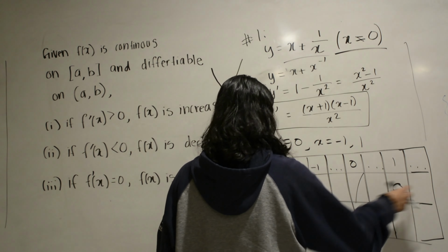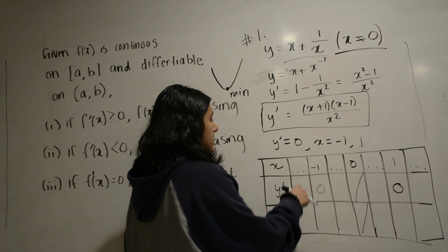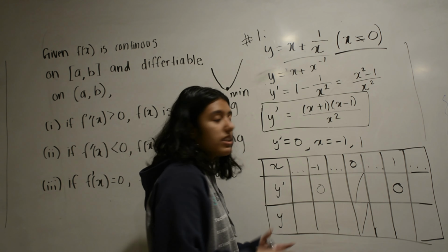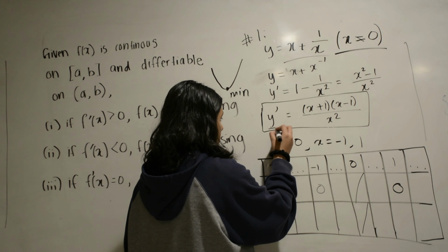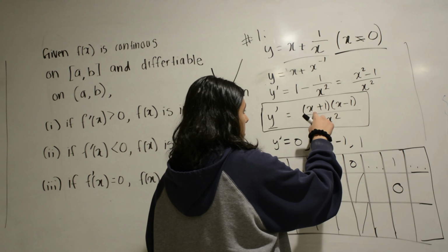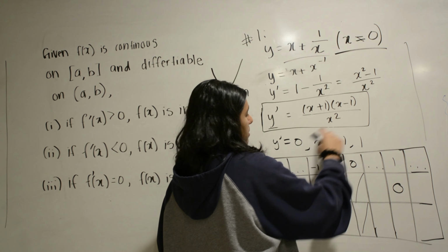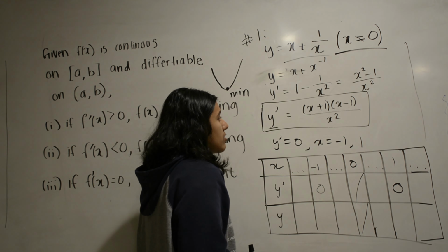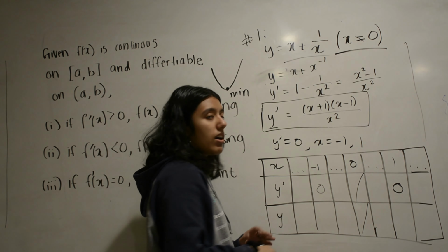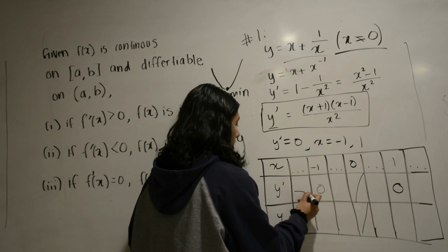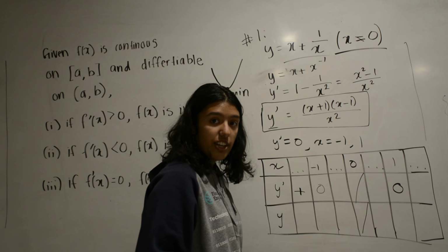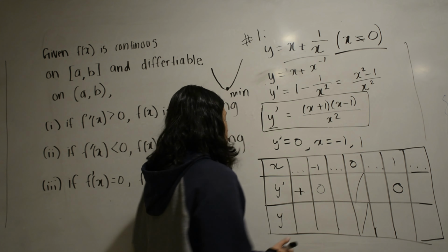What about these boxes? Well, let's take any number less than negative 1. Let's say negative 2, and replace it in this. We know that this is going to be negative 1, negative 3, and this is just going to be a positive number. So overall, this will be a positive number. So we're just going to write the sign. You don't actually have to calculate it, you just have to write the sign.